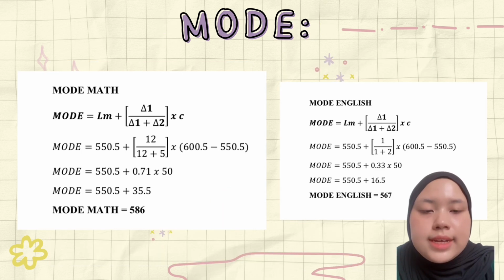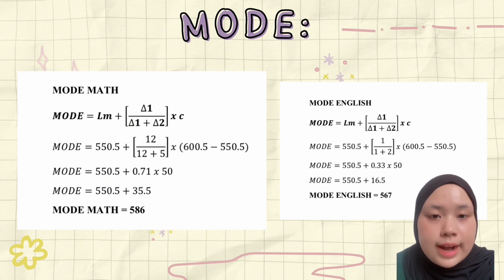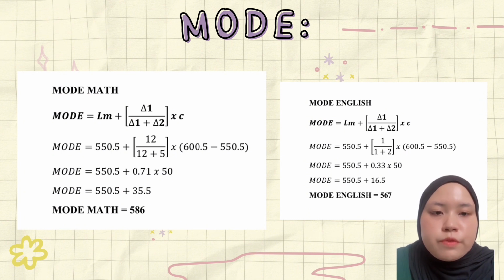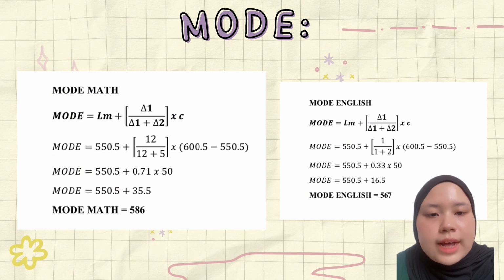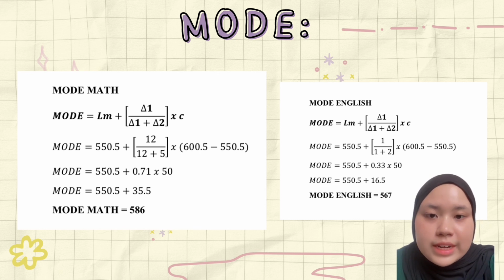578.5. Lastly is mode. Mode is the data entry that occurs with the greatest frequency. This is the formula for mode, where LM is the lower class boundary of the modal class, triangle 1 is the difference between the frequency of the modal class and the frequency of the class before the modal class, triangle 2 is the difference between the frequency of the modal class and the frequency of the class after the modal class, and C is the class size or class width. So my answer for math mode is 586 and English mode is 567.